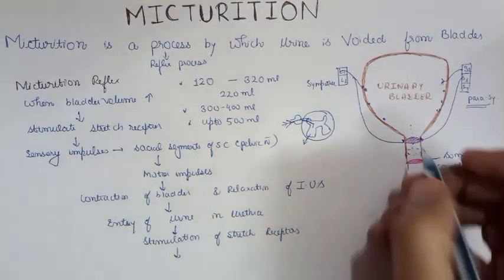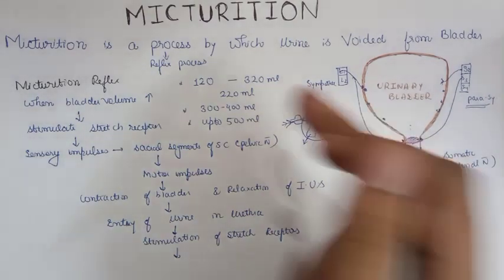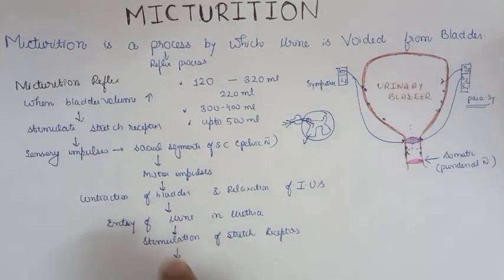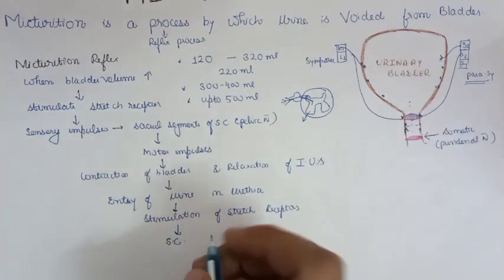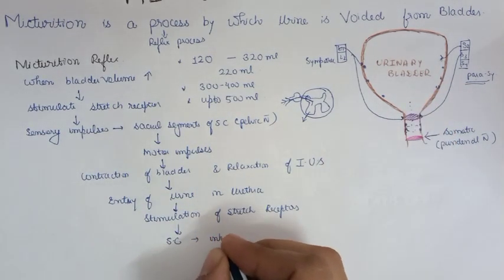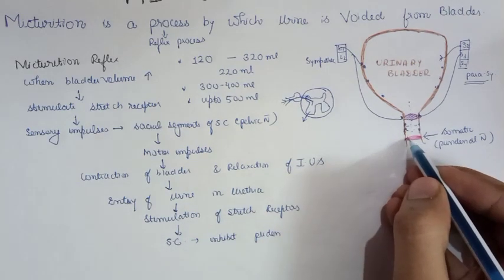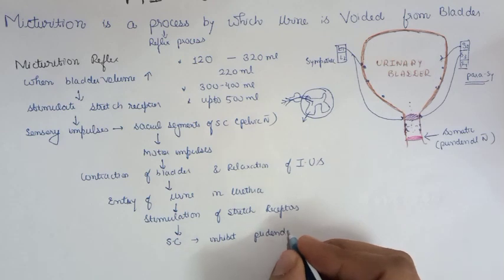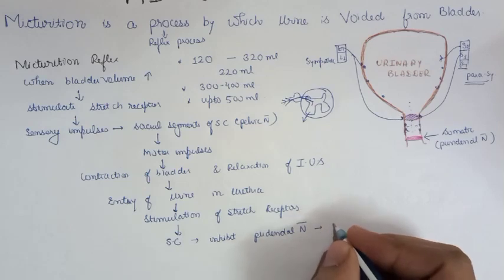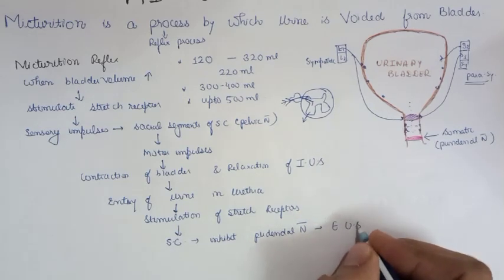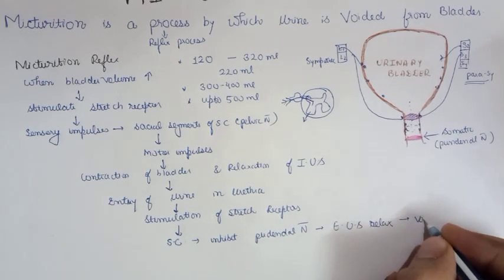So what will happen when the stretch receptors present in the urethra are stimulated? This will again go to the spinal cord. The sensory impulses from the stretch receptor will go to the spinal cord, especially the sacral segments, and inhibit the pudendal nerve. Why? Because we have to open this outer gate. So when the pudendal nerve is inhibited, this gate will open, meaning the external urethral sphincter opens or relaxes, leading to the voiding of urine.